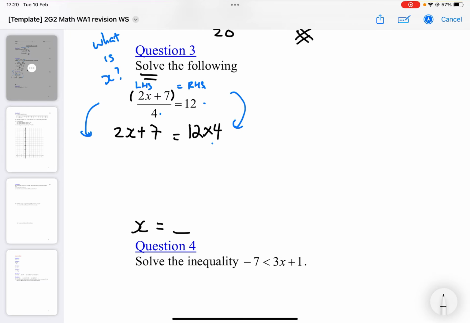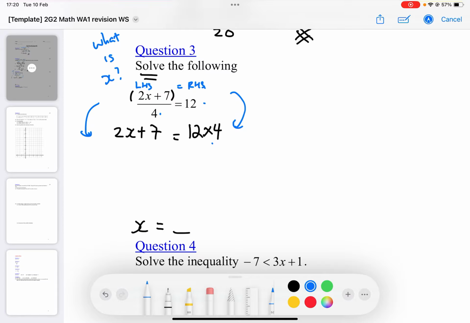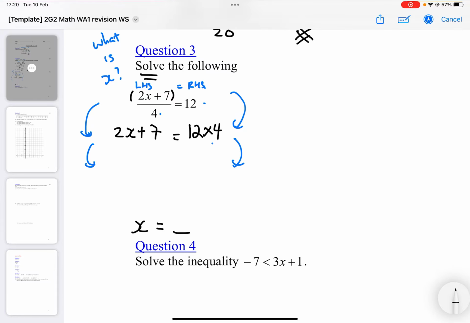Then continue. My left hand side is still on the left hand side, my right hand side still on the right hand side. Simplify. Now I'm not changing anything. I'm not doing anything to the left or to the right. I just simplify it, make it look different. 4 times 12, I write it as 48. So 12 times 4 is the same as 48. That's why I continue to write it on the right hand side. Then the left hand side, I cannot simplify, so it is still 2x plus 7.